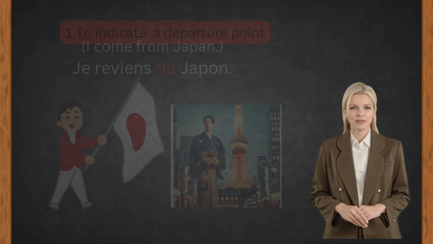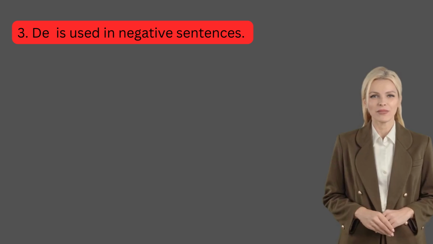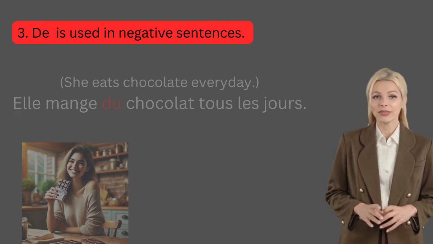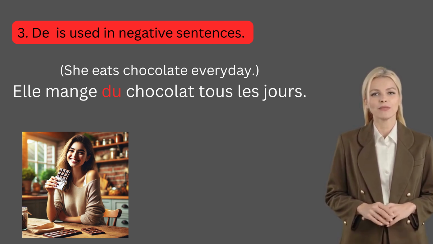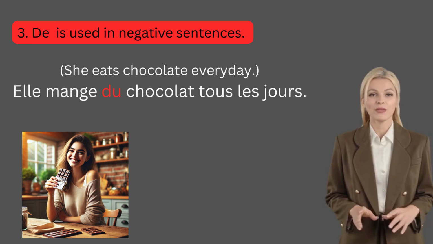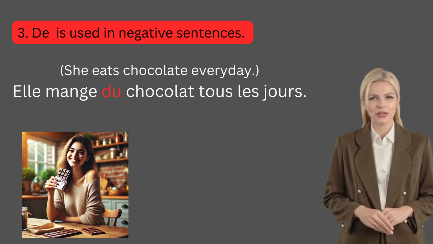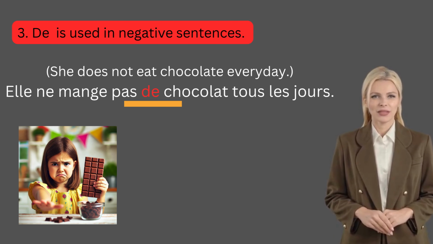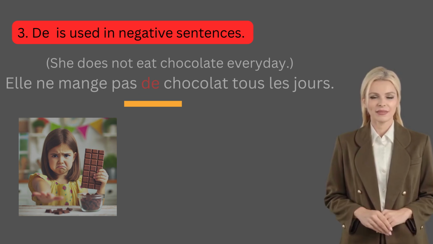De is used in negative sentences instead of de la, ou du, ou des, un, ou une. Par exemple. Elle mange du chocolat tous les jours. She eats chocolate every day. However, put this into the negation, you drop the du and it becomes Elle ne mange pas de chocolat tous les jours. She does not eat chocolate every day.